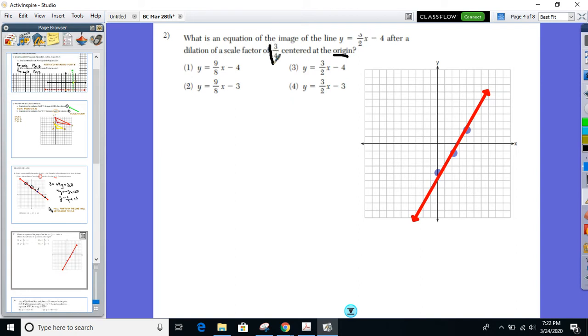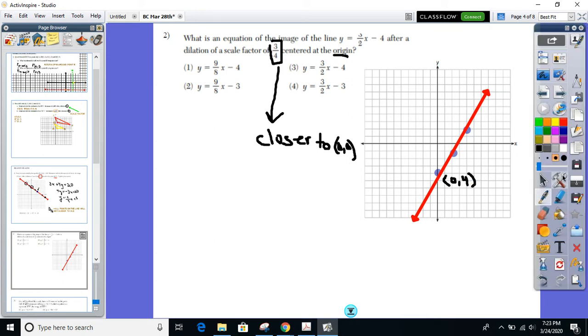Okay, so what's happening? Our scale factor is 3/4, which means to me everything is getting closer to 0, 0. And we can do the little device I gave you a couple of problems ago, which is take your scale factor and multiply x and y by it. So let's take this point right here, which is 0, 4. Multiply 0 and 4 by 3/4. You should get 0. 3/4 times 4 is 3. Here is your dilated point, 0, 3.